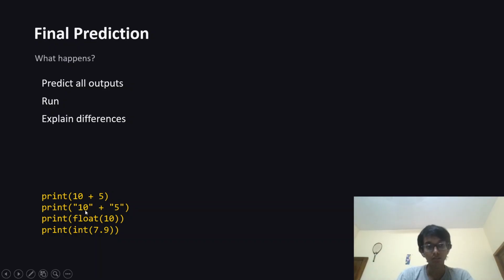You're going to have print float 10. Whenever an integer is converted into a float, it's going to have .0 added, so 10.0. Even though 10 is the same as 10.0, the answer to this line is going to be 10.0. The next one is print integer 7.9. Integer is only whole numbers, so the decimal part is removed. So the answer to this one will be 7.